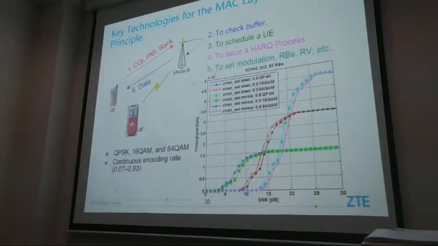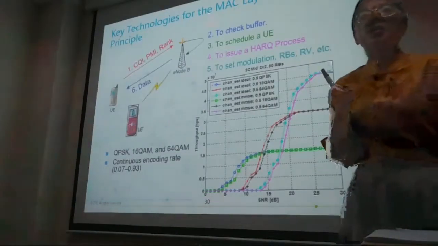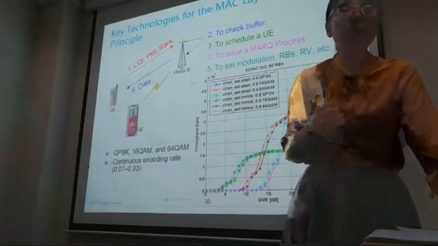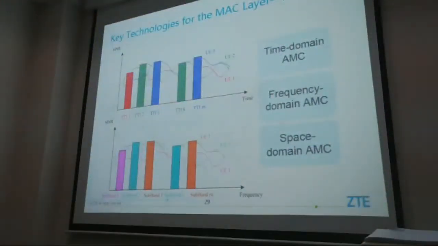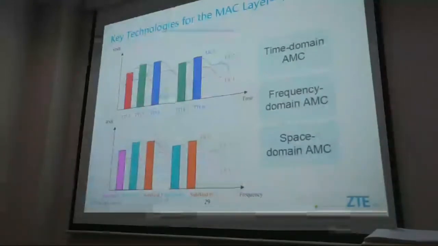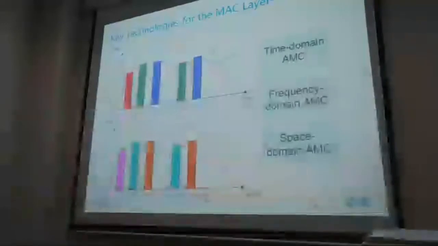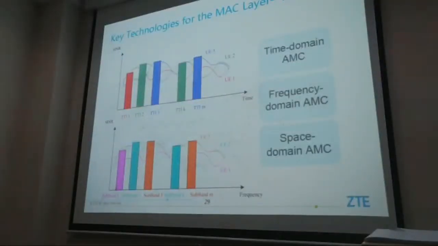For scheduling, we introduce the basic AMC principle. For the scheduling, we know AMC is adaptive modulation. That is, according to the channel quality, the CQI, we adjust the modulation and the coding rate, right? To adjust the bit rate. But how do we get the CQI?